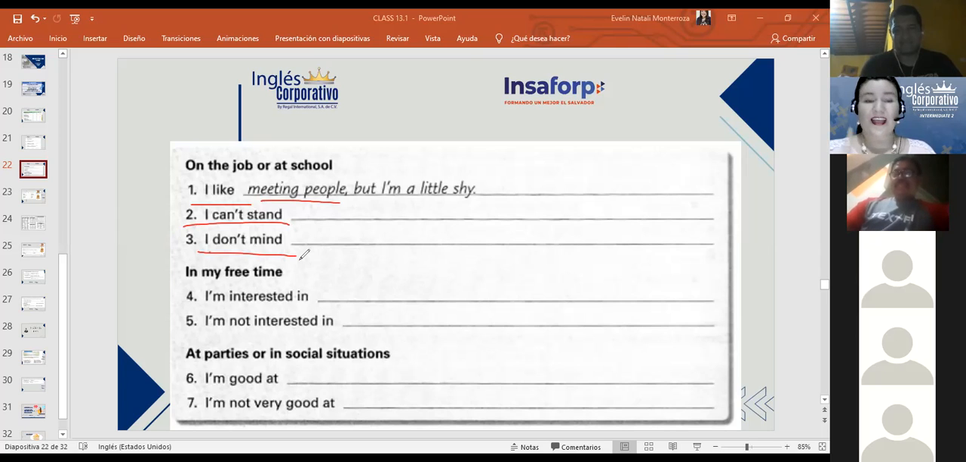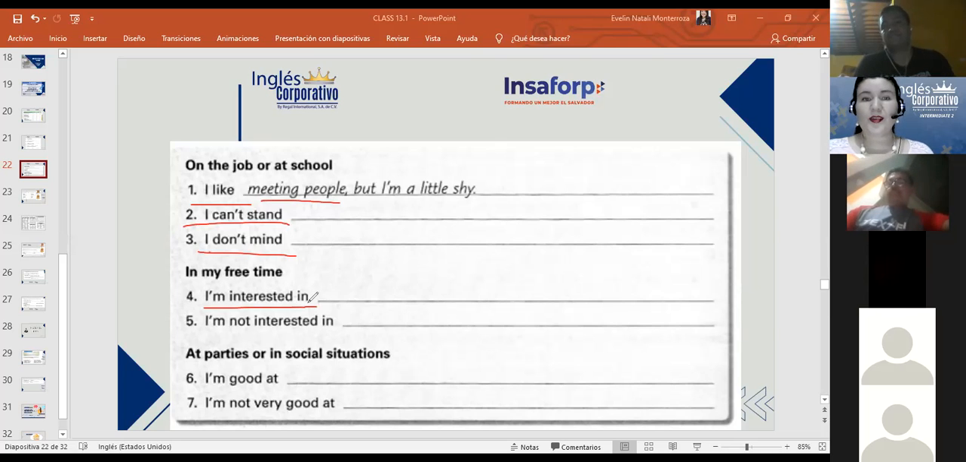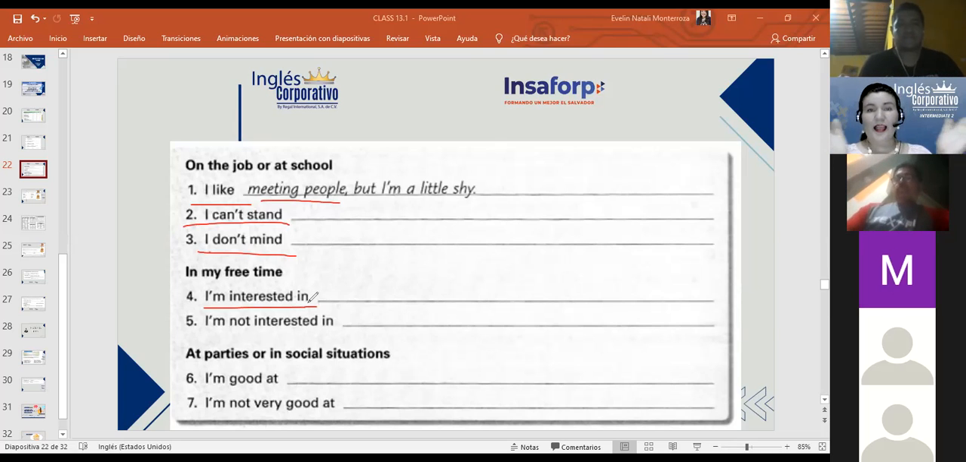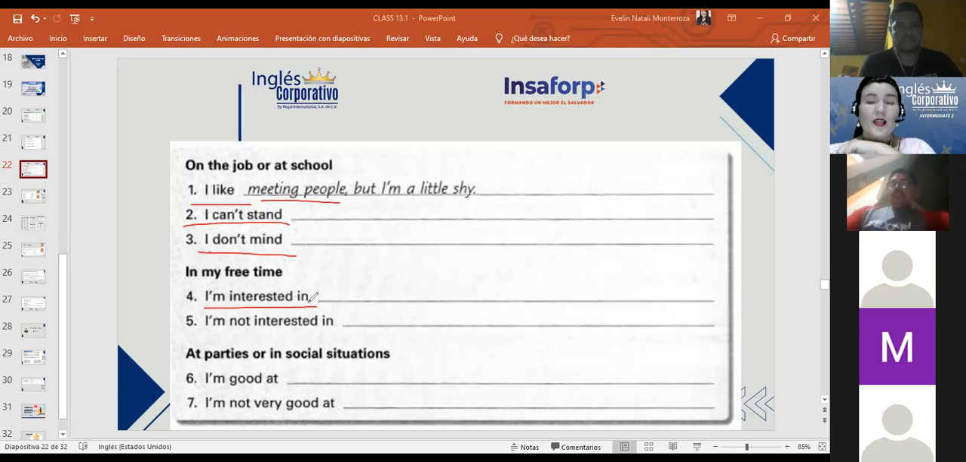And in your free time, in your general life, I am interested in playing sports. Playing sports, reading, good. Reading a good book, very nice. Listening to music. Listening to music, very good. What else?